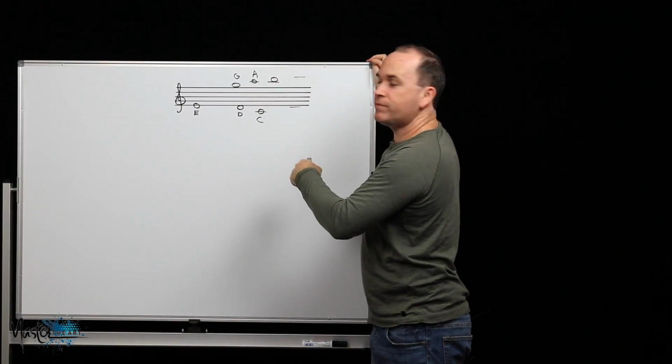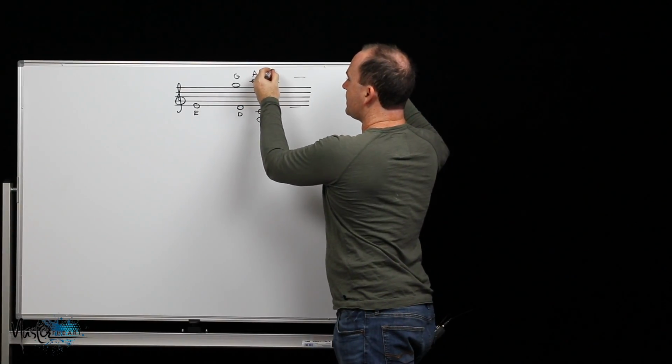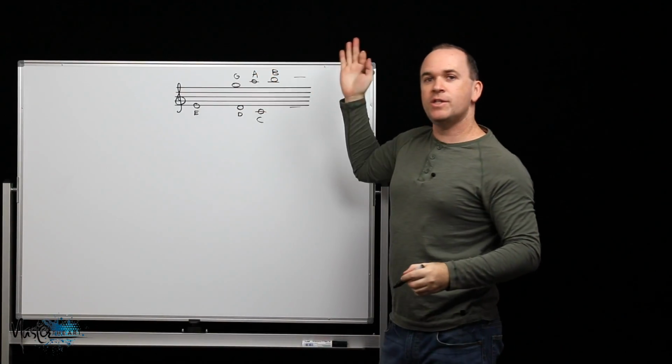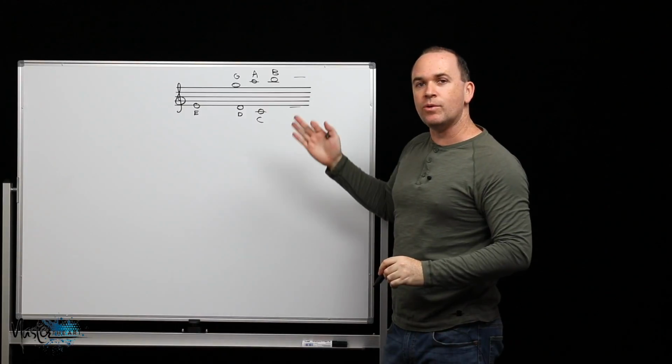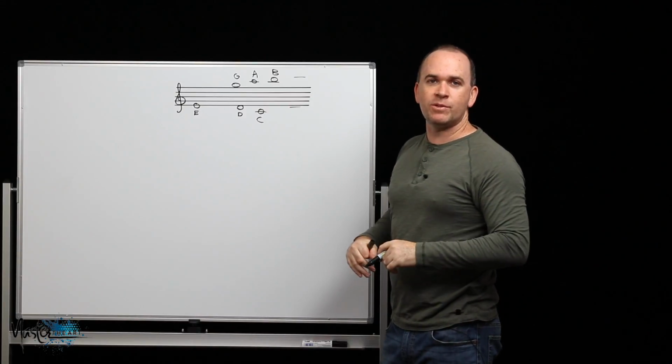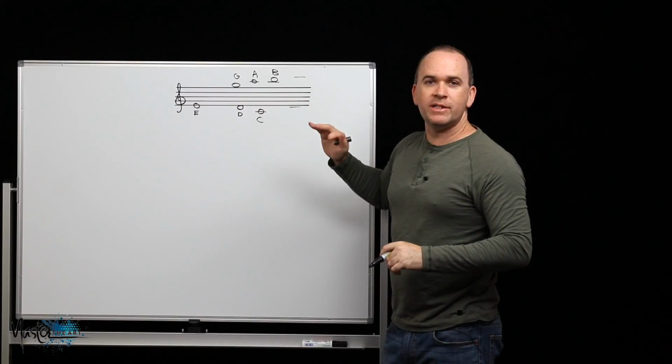So just back to what we were doing before, if that was A, you've probably already guessed it, that's a B. And it can continue up as many ledger lines as you need, or down below to cover the instrument you're playing on. So these short little lines are ledger lines.